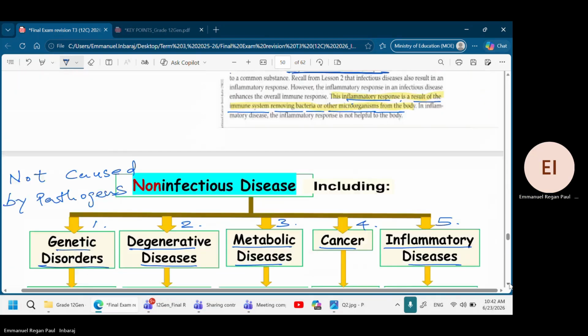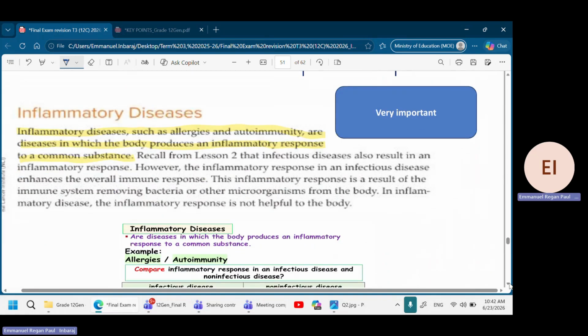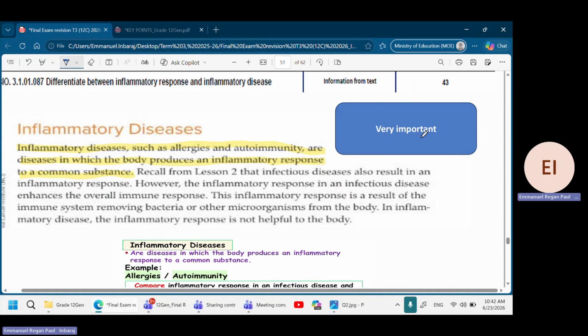Now let's see. Let's come back here. The most important one is this. I will show you, I have also written it here. It's very, very important. Inflammatory diseases such as allergies are diseases in which the body produces an inflammatory response to a common substance. And an inflammatory response is a result of the immune system removing bacteria or other microorganisms from the body. These two definitions, please learn.